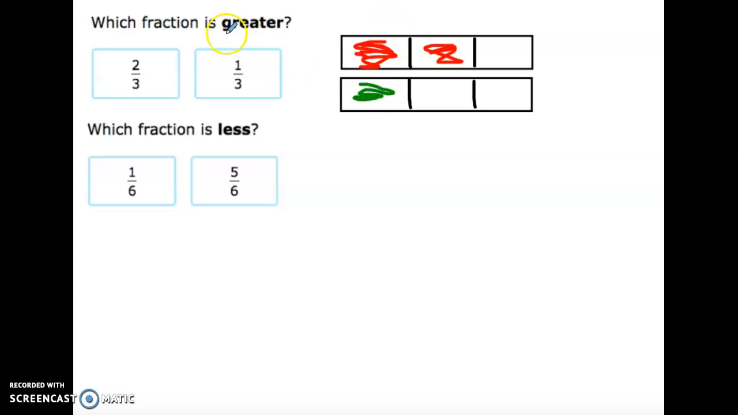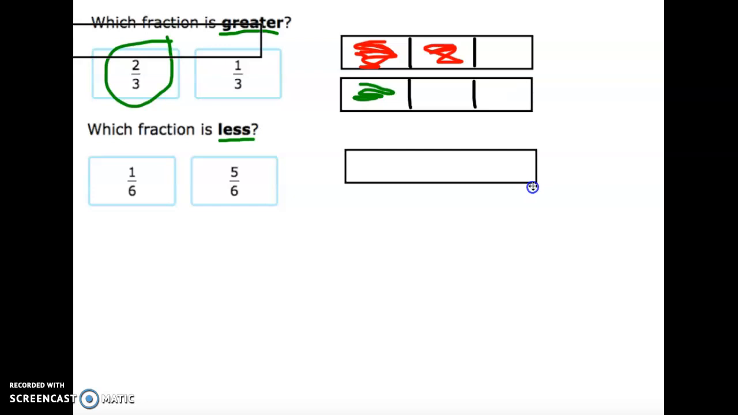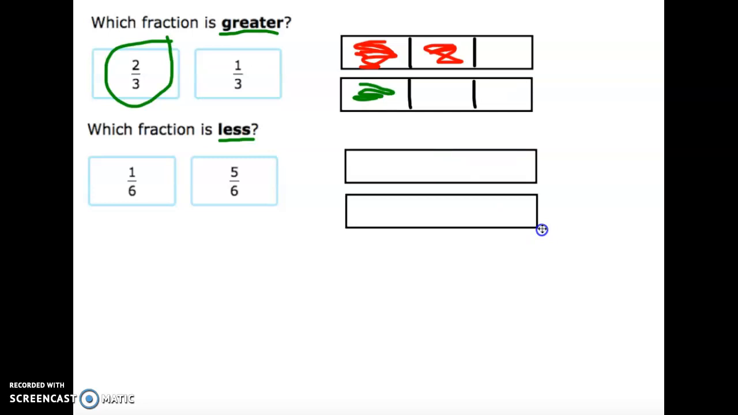And so we also have to look at what the question is asking. This one says which one is greater, so which one has more shaded in. In this case, it is 2/3. Now when we look at our next one, it says which one is less, which means we need to have which one is smaller. And I think when we were doing some of these yesterday, some people were rushing, and everyone did which ones were greater. We ended up with lots of not so great answers, which is why we're reviewing this.